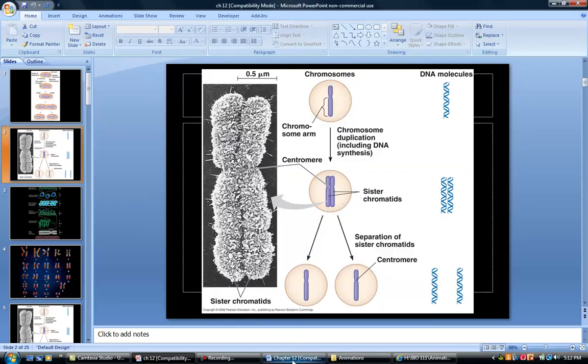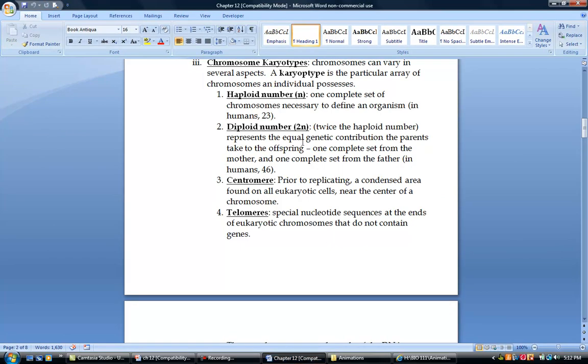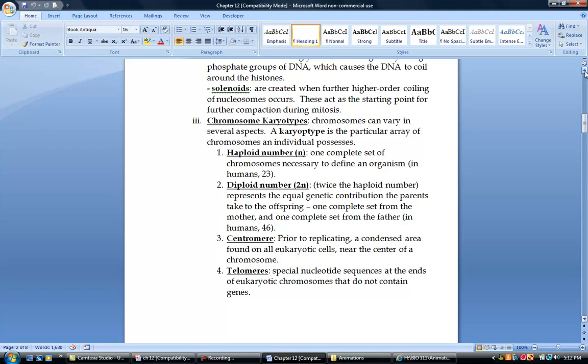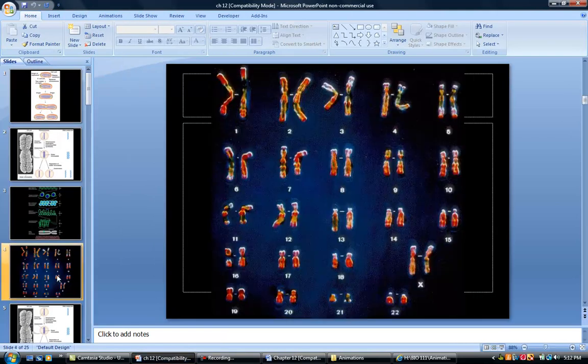Okay, so let's go back to your notes. Now, I think I skipped a little bit here. Let's see. Okay, so karyotypes. This slide right here is an example of a karyotype. All that is is a spread of what chromosomes somebody has. And so if you have your 46 chromosomes, this is showing your karyotype.